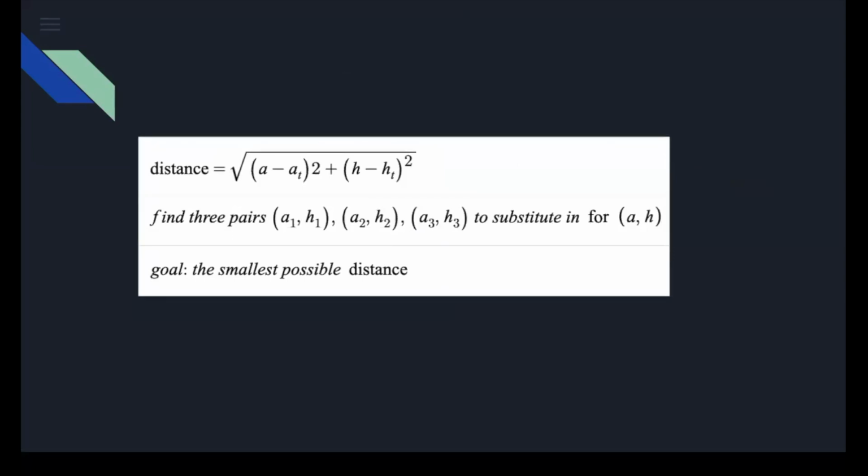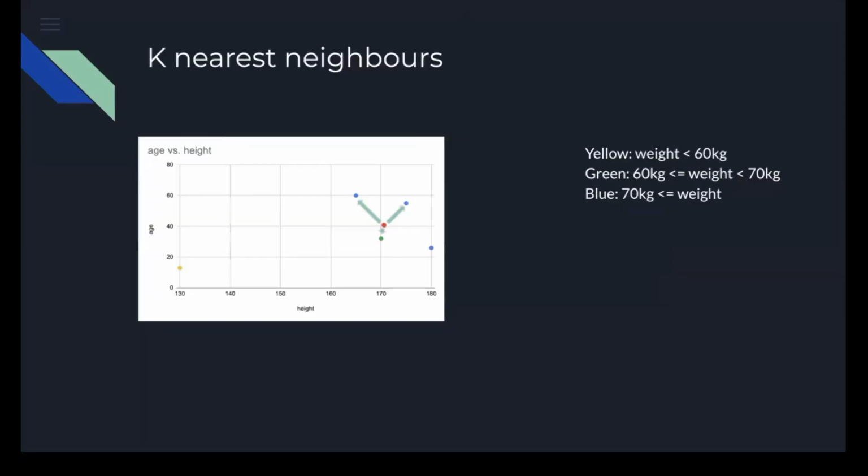For example, we're predicting the weight of a person given their height and age with K equals 3. We'd find the 3 nearest data points in terms of the square roots of the sums of differences in age and height. We'd get the weights of these 3 nearest points and average them to predict the weight of a person given their height and age.